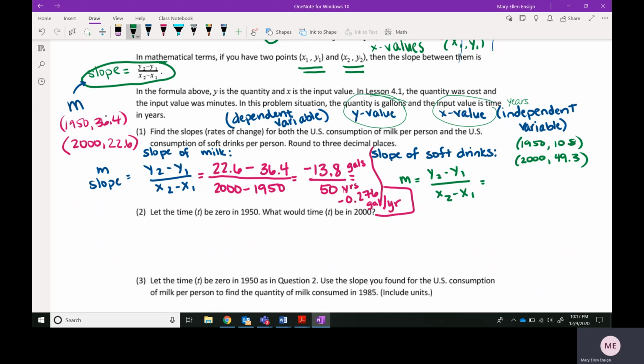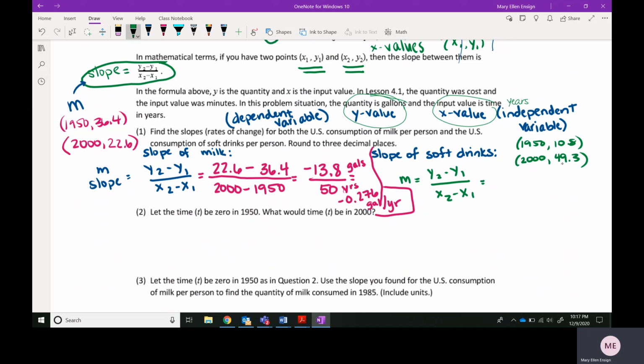But if I did this in the order of 36.4 minus 22.6, I have to do the years in that same order. So I would have 1950 minus 2000, and I'd have this be negative 50. So either a negative divided by a positive, or if I switch them, a positive divided by a negative. They both become a negative. And likewise, if you have two positives and you switch both orders, you'll have two negatives, which divides to a positive. So the order doesn't matter as long as you're consistent between the two points.